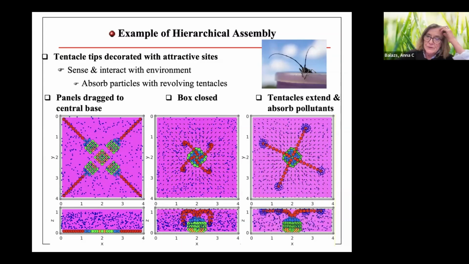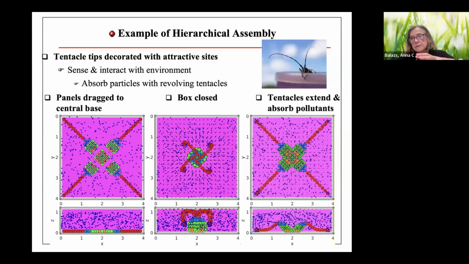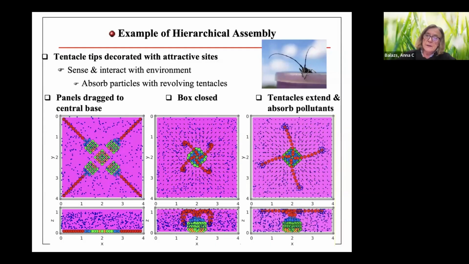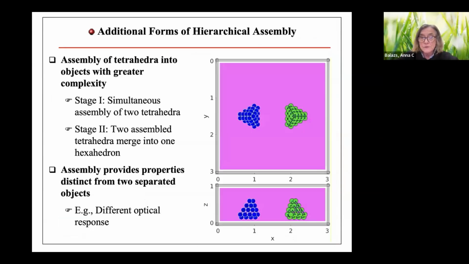And I remind you, if I didn't make this clear, that these are millimeter to centimeter size objects. So this is macro scale, motion on the macro scale generated by these enzymatic reactions and the fluid flow in the confined geometry.